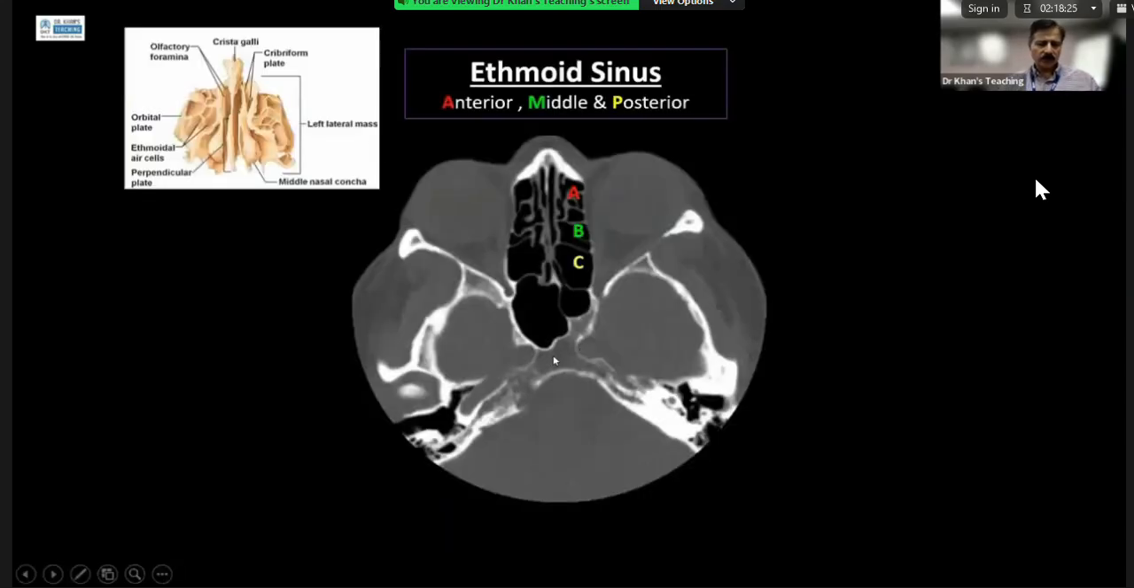Before we take it further, one concept you have to remember is that the ethmoid air cells, we divide them, there are about 3 to 18 air cells. Anatomically speaking, we call them anterior ethmoid air cells, middle ethmoid air cells, and posterior. And these ones are sphenoid. These are the sphenoid sinus. So this concept is important to remember because the drainage pathway is different.